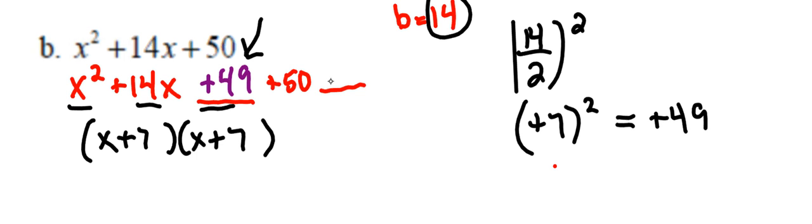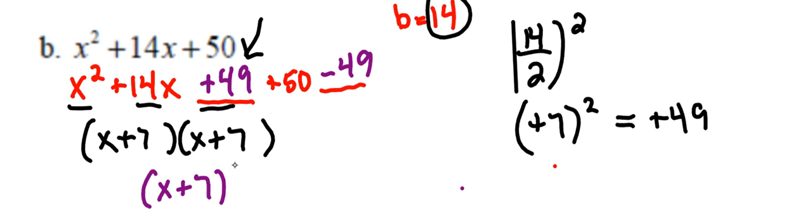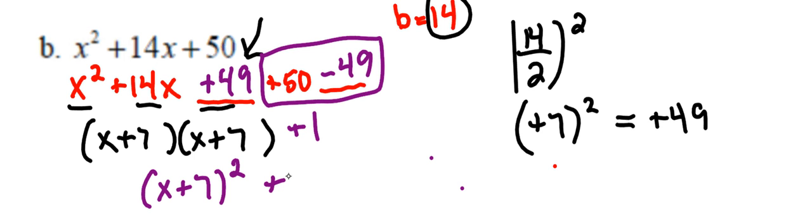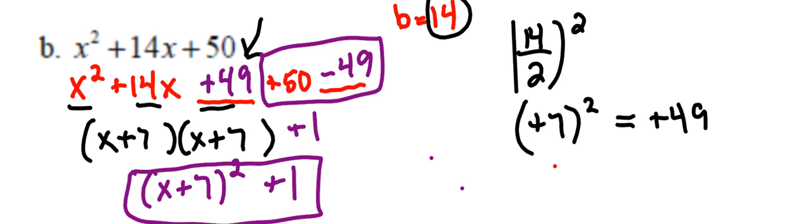Now to this blank, I can't just add 49 out of nowhere. So what I have to do in this blank is subtract 49. Okay? So this factors to x plus 7. So I'm going to write it as what we call a completed square, x plus 7 squared. And then 50 minus 49 is a positive 1. These two, I'm just going to put those together. And at the end, I have positive 1. That's our answer.